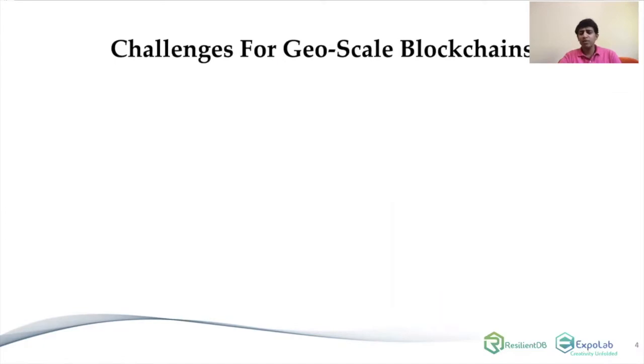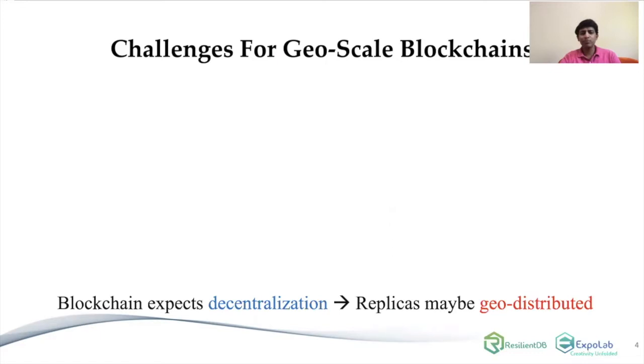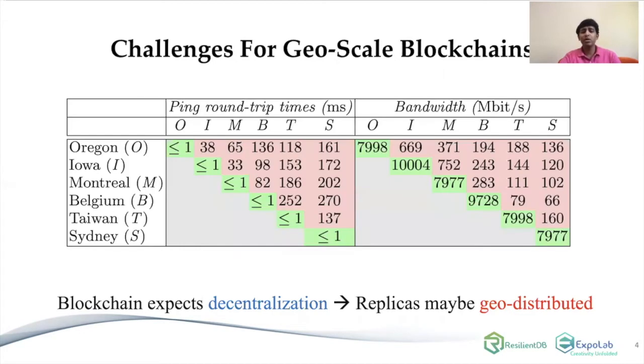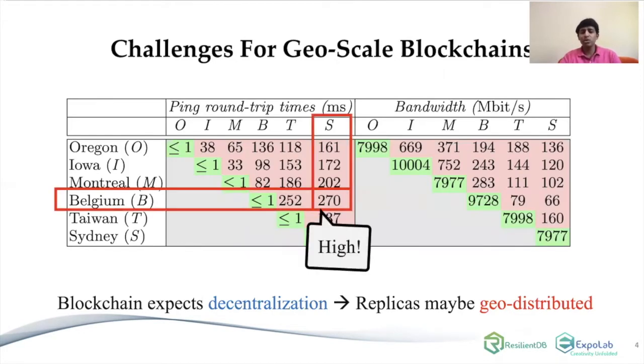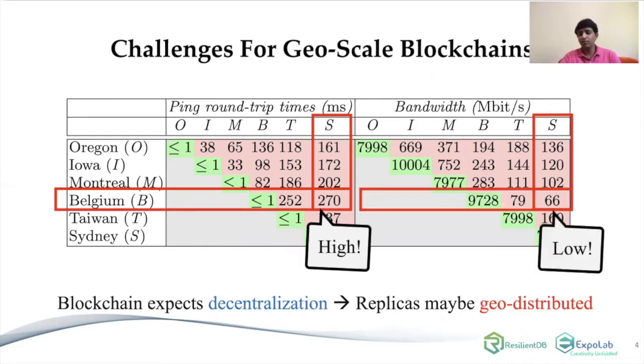Now, as we're talking about blockchain, we know at its core is the BFT protocol, and blockchain expects the replicas to be decentralized, and some of these replicas may be geolocated. So we thought of measuring the ping and bandwidth cost. And what we saw is that for locations as far apart as Belgium and Sydney, the communication cost or the ping cost could be very high and the bandwidth could be very low. And that is our motivation for this work.